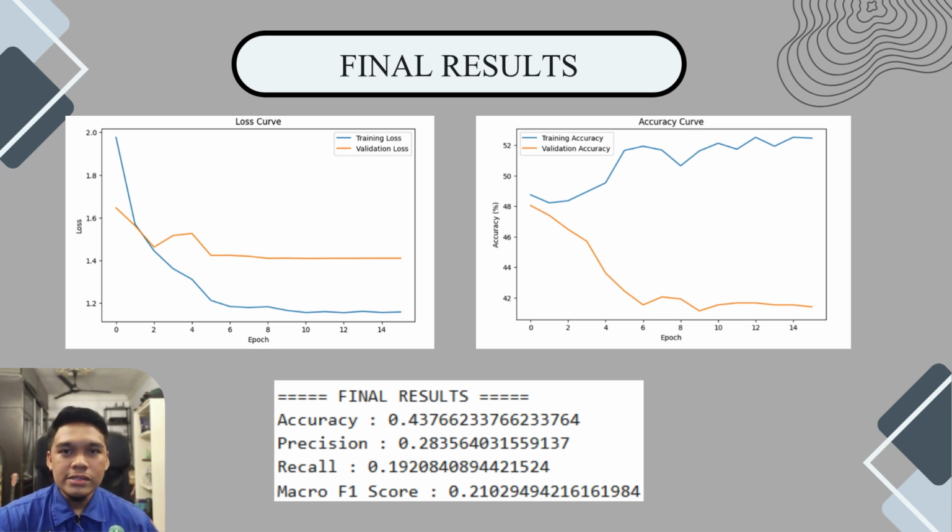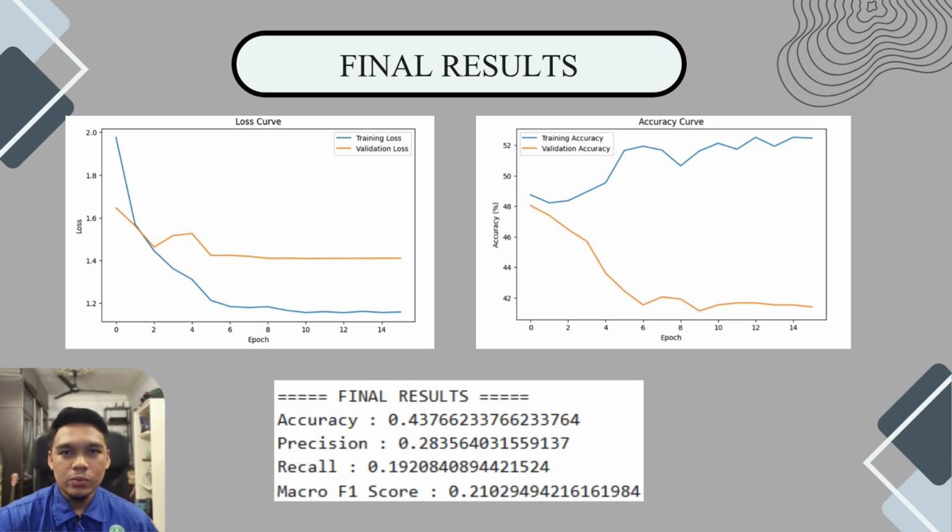Secondly, the graph on the right illustrates the accuracy curve. The training accuracy gradually increased throughout the training process and reached approximately 52%. In contrast, the validation accuracy began to decrease after several epochs and remained around 41%. This behavior indicates that the model was becoming more specialized to the training data, and its ability to generalize to unseen images was reduced.